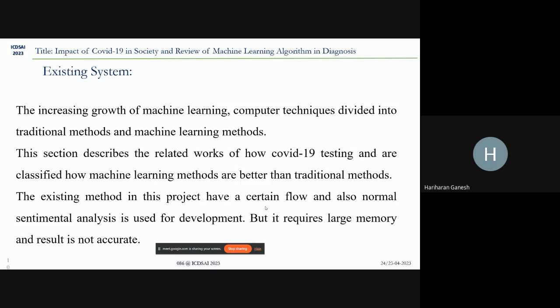The existing system: the increasing growth of machine learning computer techniques divided into traditional methods and machine learning methods. This section describes how COVID-19 testing is classified using machine learning methods that are better than traditional methods.